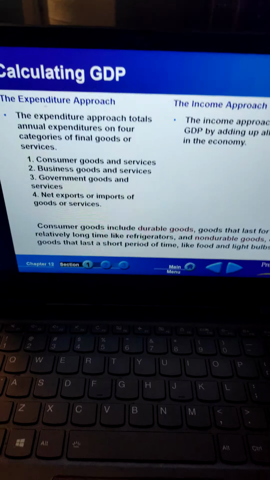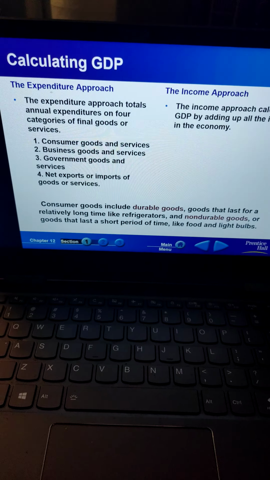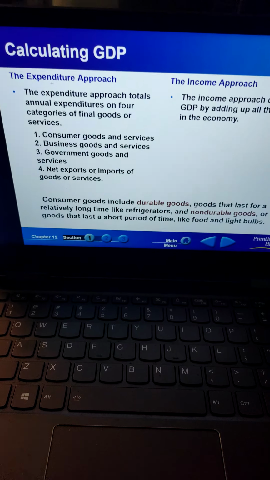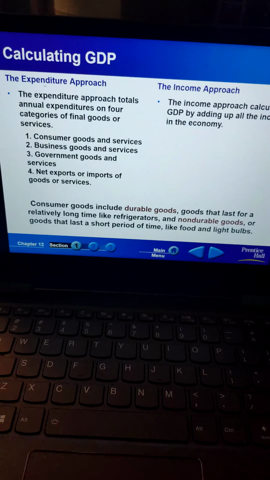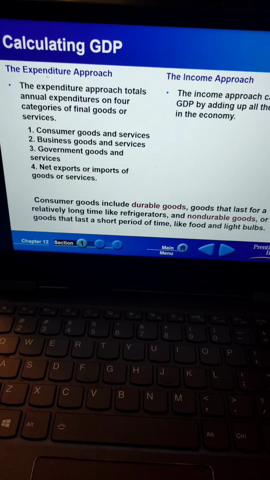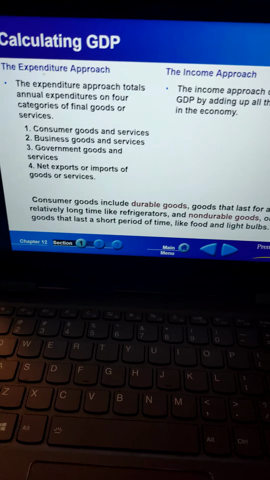So there's actually two ways of calculating GDP. One is called the expenditure approach and one is called the income approach. The expenditure approach totals annual expenditures on 4 categories of final goods or services.